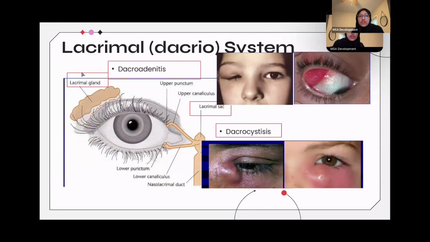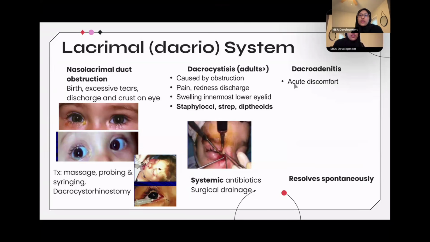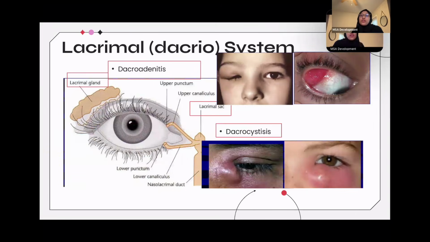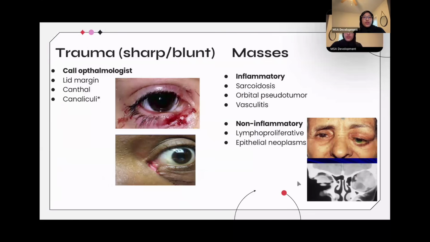Dacryoadenitis, this one, which is in the top of the eye, again, not as severe looking, so it only causes acute discomfort there, but it will resolve on its own most of the time. Dacryocystitis is the one that is more severe. Okay? Now let's talk about trauma.